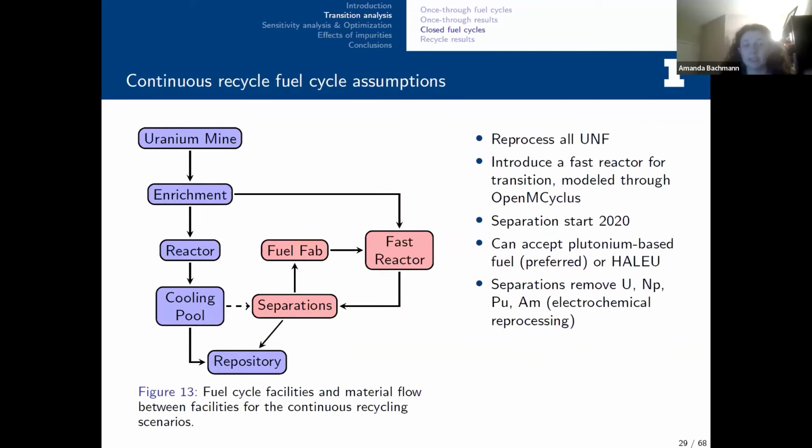And then when I talk about the continuous recycling scheme, the fuel really just goes through this loop an unlimited number of times, with fission products continuously being taken out in that separation step. That separation step is also going to remove your uranium, neptunium, plutonium, and americium, trying to model more of an electrochemical reprocessing system, which is what we'd more likely use in this type of fuel cycle with a fast reactor. And then use that greedy deployment scheme to figure out how many of the fast reactors we need to deploy for this scenario.